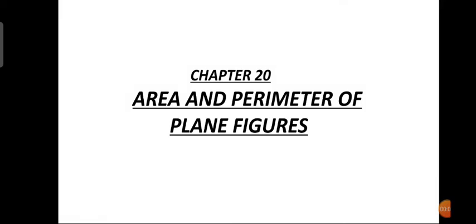Dear students, we are starting our next chapter, Chapter 20, Area and Perimeter of Plane Figures. You have studied the area and perimeter of figures in your previous classes, and here we are recalling that. Plane figures means figures that can be drawn on a surface.